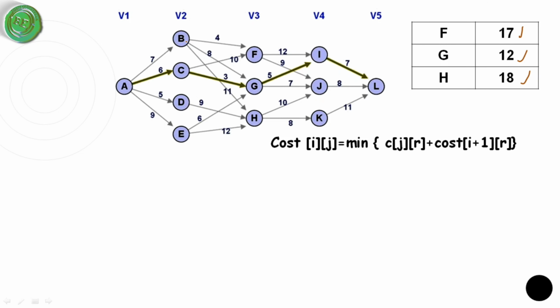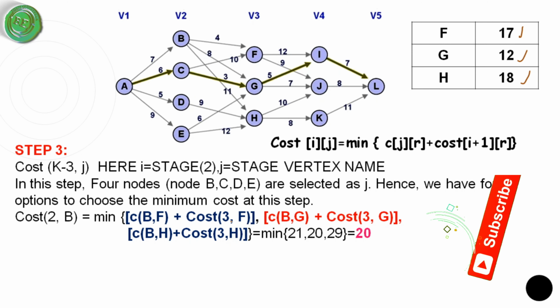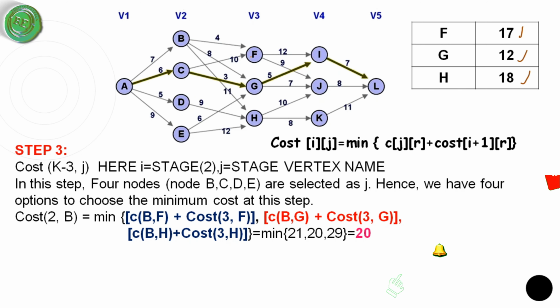So b is directed towards the three vertices, that is towards the f, g and h. So the cost of b is equals to minimum of cost of b to f plus cost of third stage f vertex. So 4 plus what is the cost of f, that is 17. 17 plus 4 is equals to 21. Similarly b to g, what is the cost, 8. Cost of g is 12. 12 plus 8 is 20. So 20 is represented here, and cost of b to h is 11 and cost of h node is equals to 18. So 18 plus 11 is equals to 29. Among these three, which is the minimum, 20. So 20 is selected here.